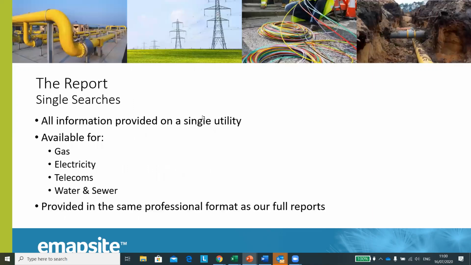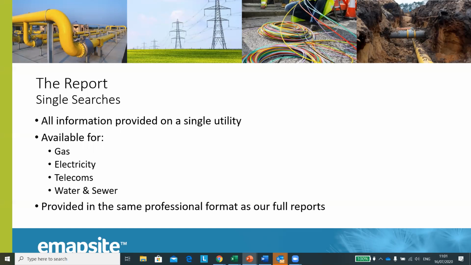And then finally, we have our utility singles reports. We're able to provide complete information on the gas, electricity, telecoms, or water and sewerage in your area to help you procure only the information you require at a lower cost than a full report. Provided in the same professional format as a full report, subject to all the same checks and procedures, but just where you need information on a specific utility, you don't need the whole shebang.